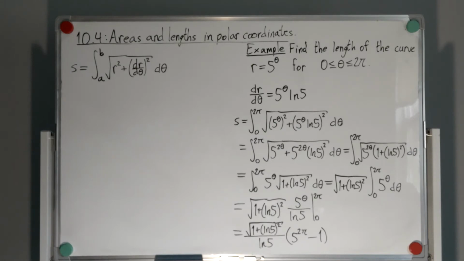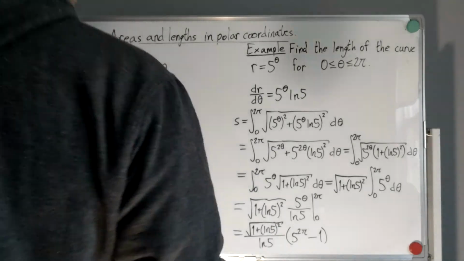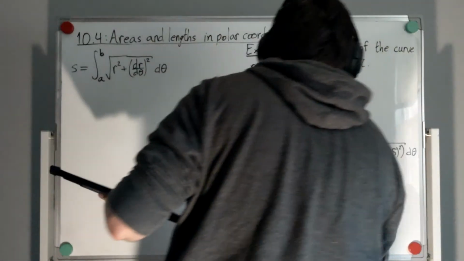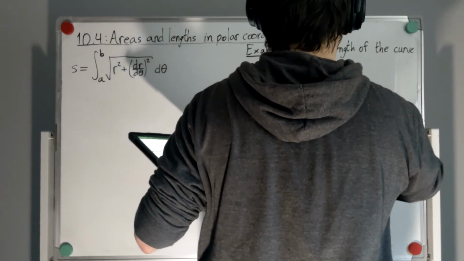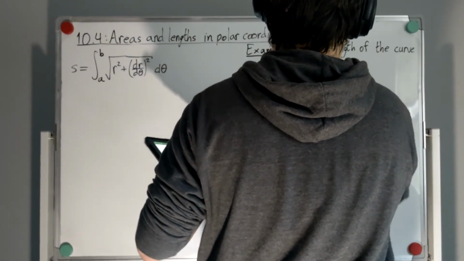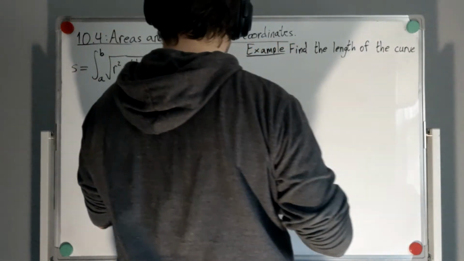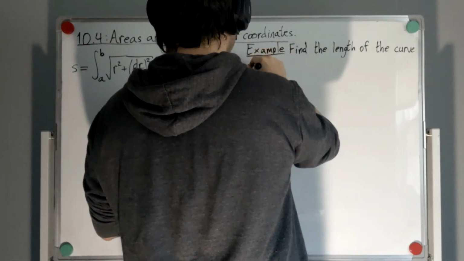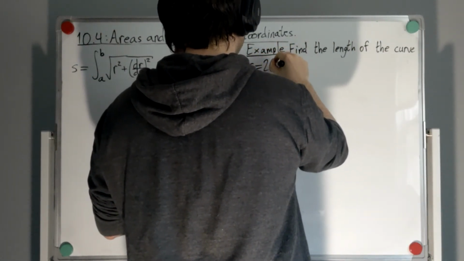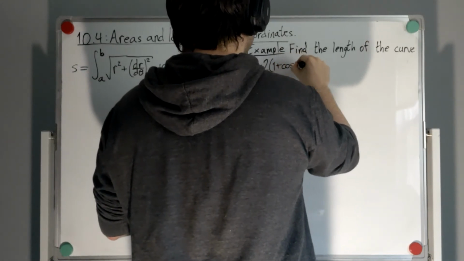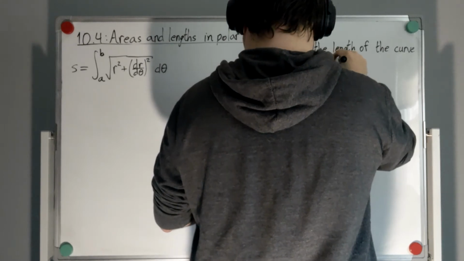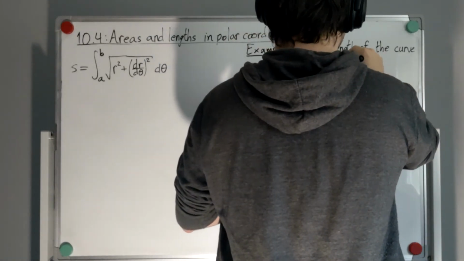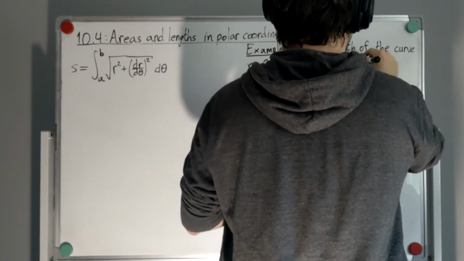All right, and let's just do one more example, also about arc length. So this one is r equals 2 times 1 plus the cosine of theta, and theta goes from 0 to 2 pi.